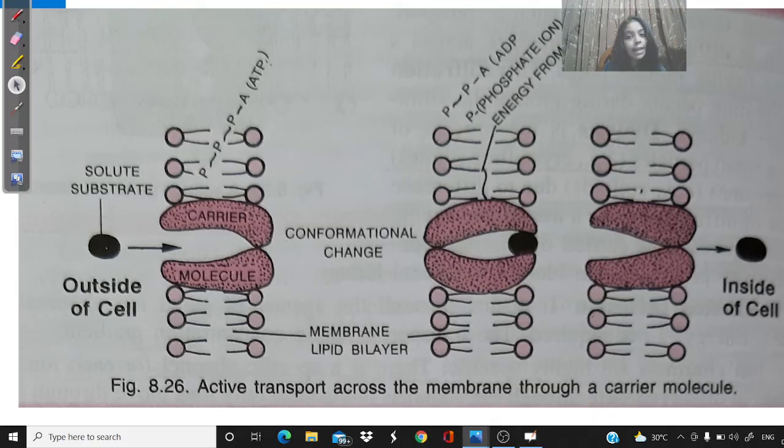This was carrier mediated. Now, it can be of two types. The carrier mediated active transport can be of two types: primary and secondary. Now, primary active transport will be best exemplified by the sodium potassium pump. Sodium potassium pump. Now, what is that?